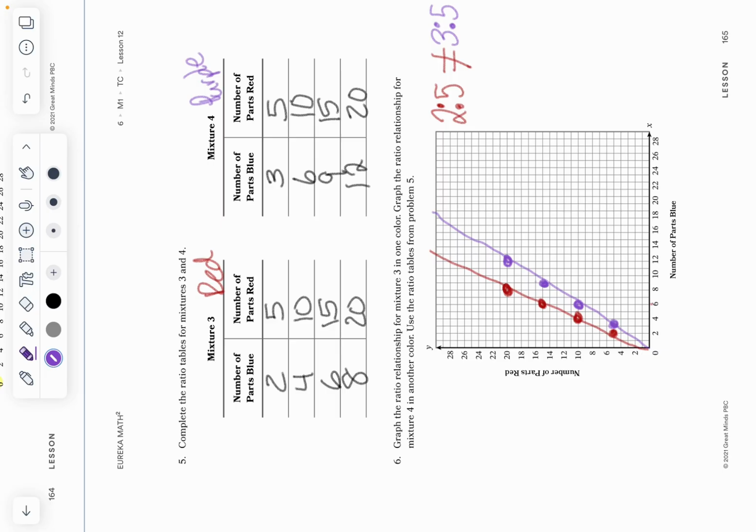So they are not equivalent because the points are not falling on the same line. They each have a different line with their points, but they're not falling on one line together.